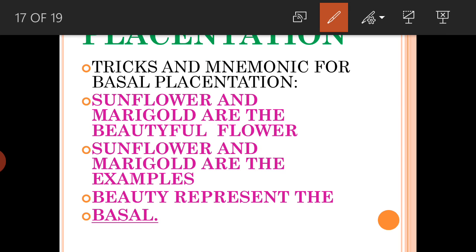So here is a trick to remember. The examples for this basal placentation are sunflower and marigold, the beautiful flowers. Sunflower and marigold are the examples for the basal. Here, the beautiful bee, you can remember for the basal placentation.